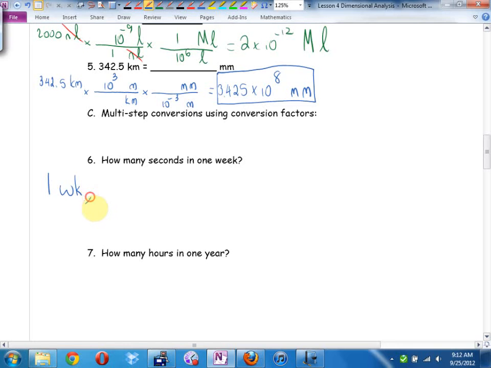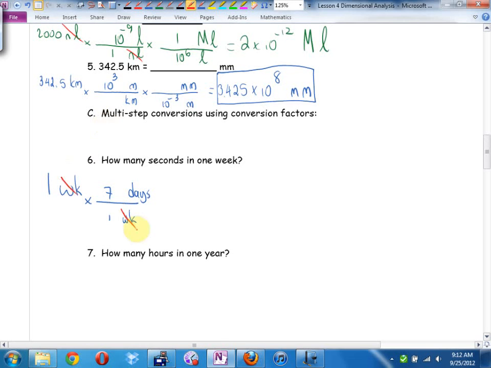Let's go like this. Let's cancel weeks. Let's put it on the bottom. Let's put days on the top. How many days are in 1 week? You're saying 7 days is 1 week? See, we actually have that conversion factor memorized. We don't need a yellow chart on a formula sheet for that one. Now that would get rid of weeks.